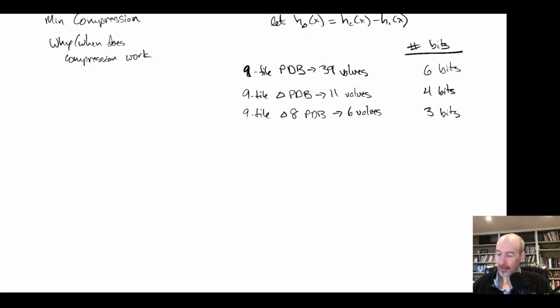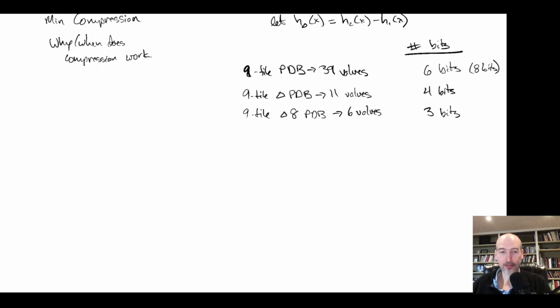By the way, if I were storing these as bytes, so that they always fit compactly into a 32- or 64-bit representation, then in a common implementation you might actually use 8 bits in practice. What we would see is that just by using the delta PDB, I reduce the number of values down to 11, which reduces the number of bits down to 4. And depending on how we've implemented this, we might get a 2 times reduction in the amount of memory used to store this heuristic.